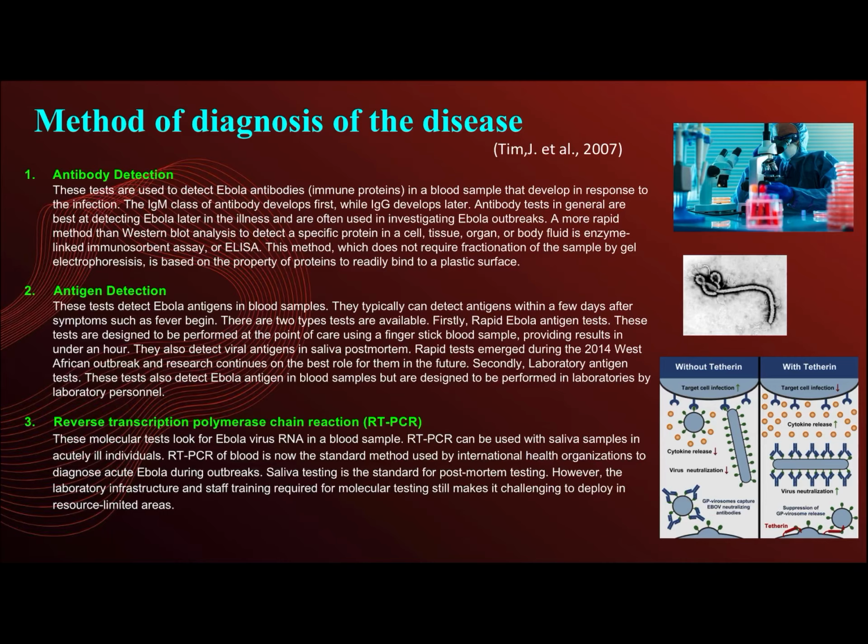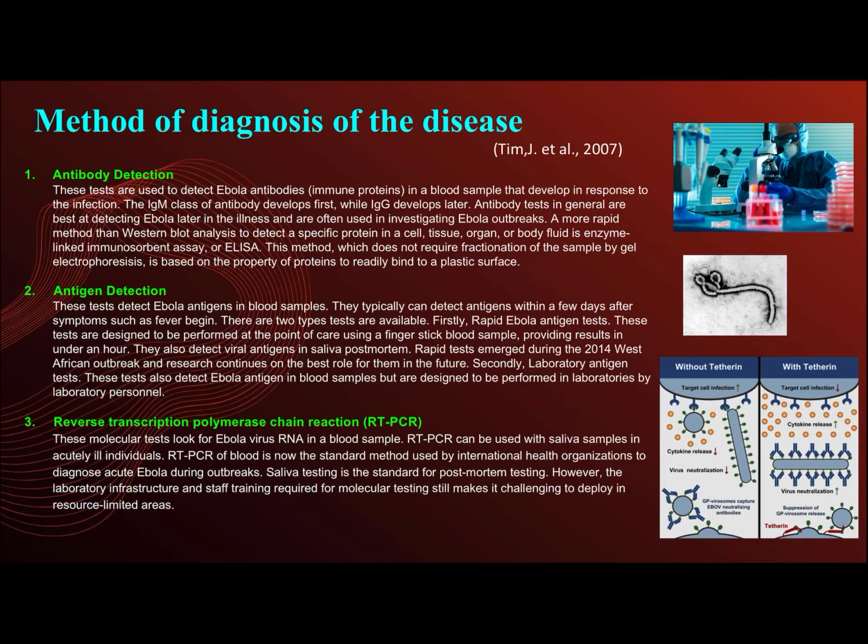First, we can use antibody detection. These tests are used to detect Ebola antibodies in a blood sample that develop in response to the infection. Second, antigen detection. These tests detect Ebola antigens in blood samples. They typically can detect antigens within a few days after symptoms such as fever begin.